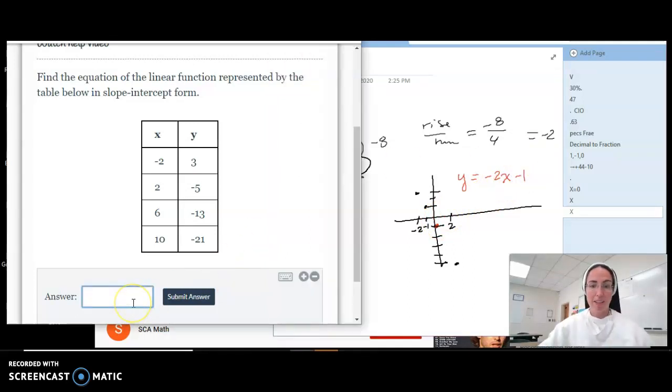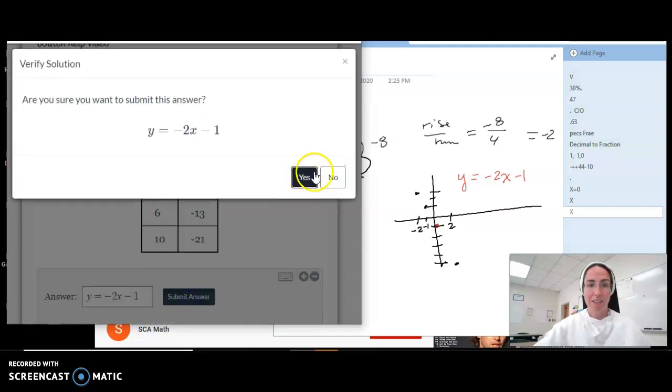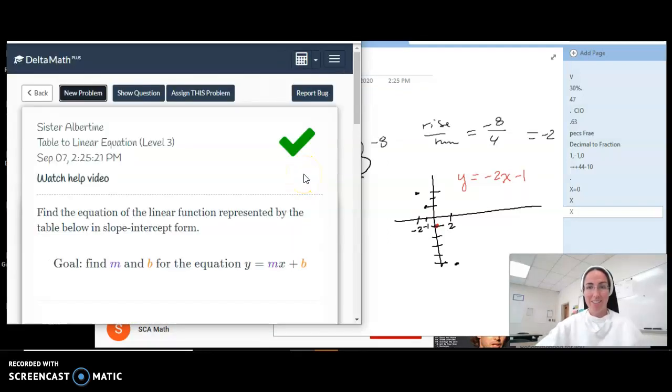Let's make sure Delta Math likes that. Okay, like that. All right, have fun on this one because it's a little more creative. Good luck.